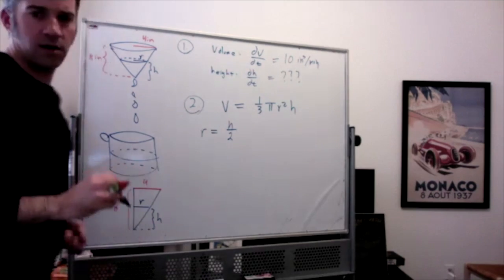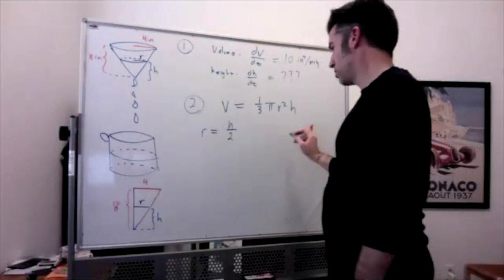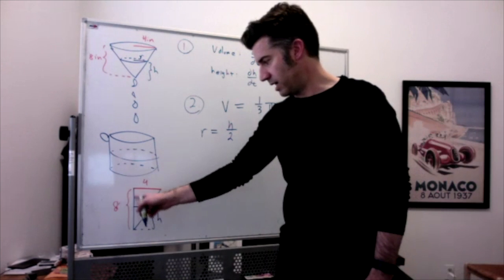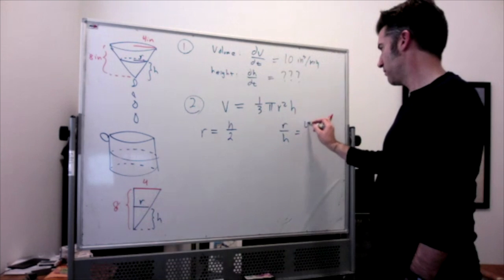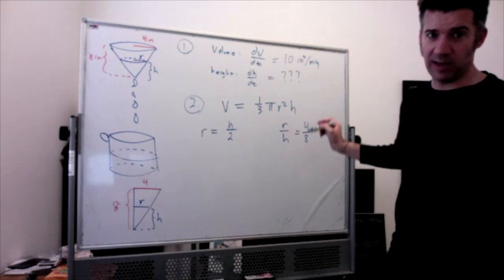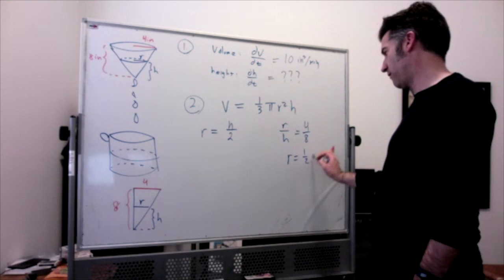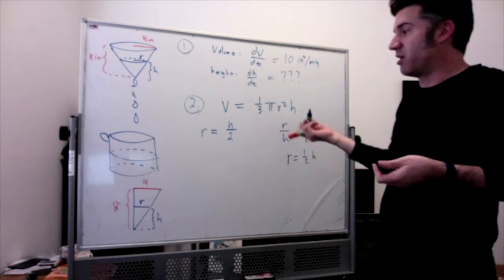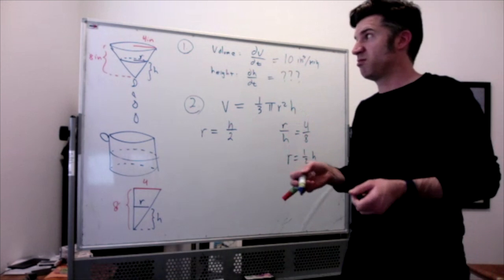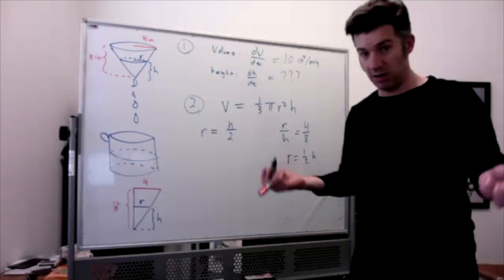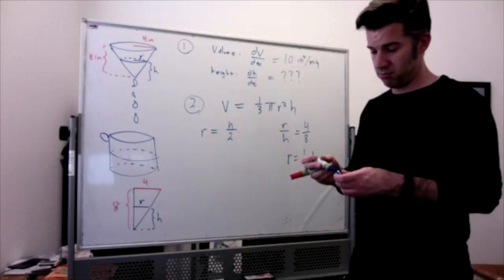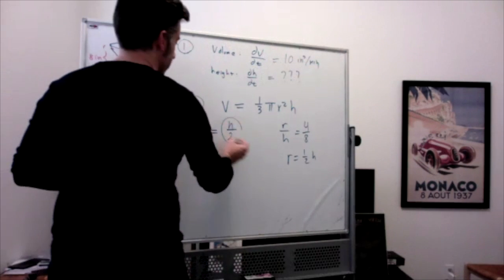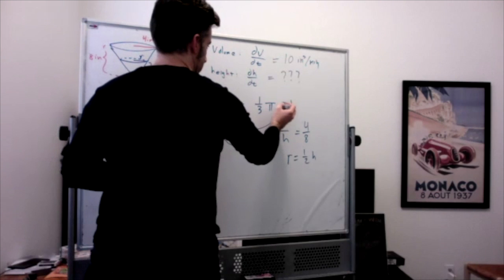So I can say, r is to h, this side is to that side, as 4 is to 8. Or I can multiply both sides by h and say r equals 1/2 h. But I really just like to look at the big cone and say, in the big cone, the radius is half the height. So in any cone, the radius is half the height. Always works. And then we plug that in with our radius.